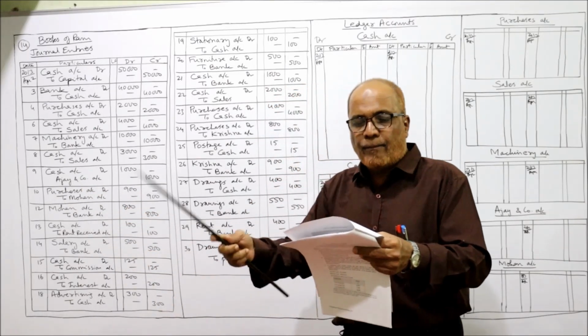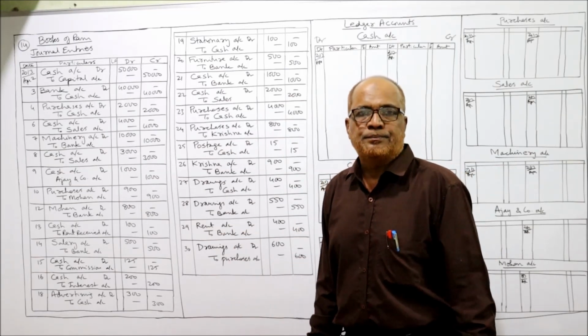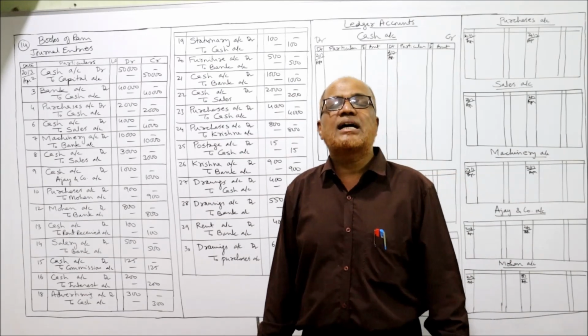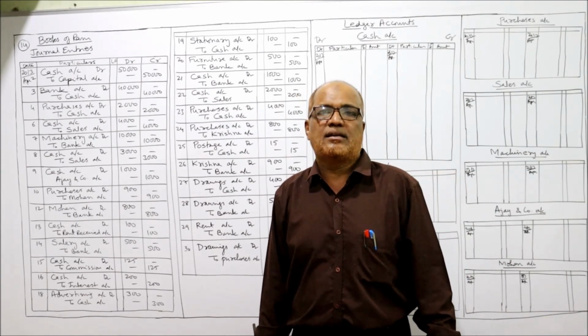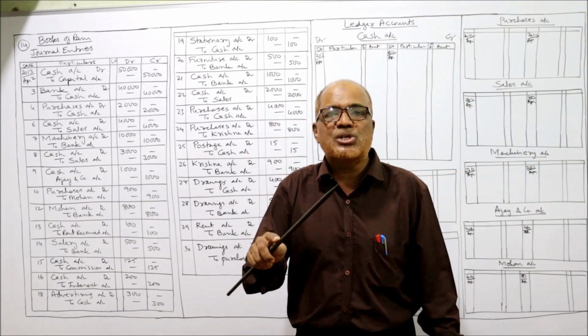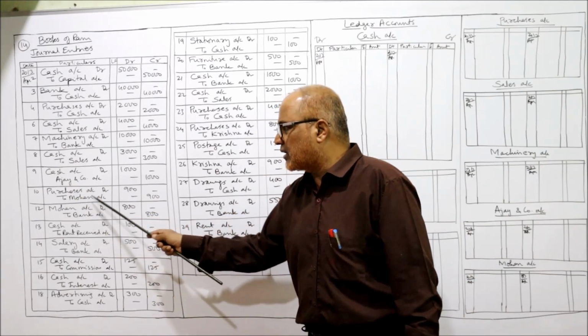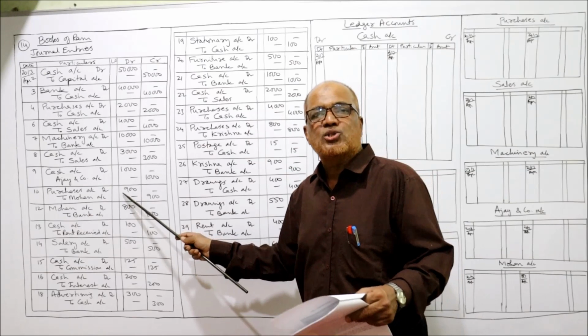Next, 10th, purchased goods from Mohan. So it is a credit purchase. So the entry will be purchases account debit to Mohan account. You can see here purchases account debit to Mohan, being goods purchased on credit.